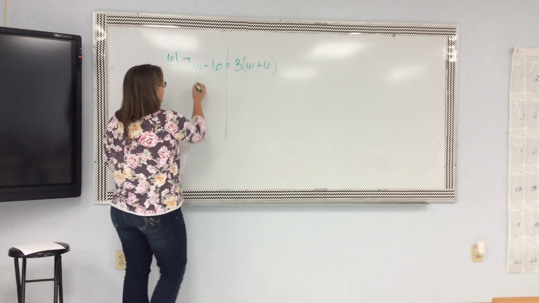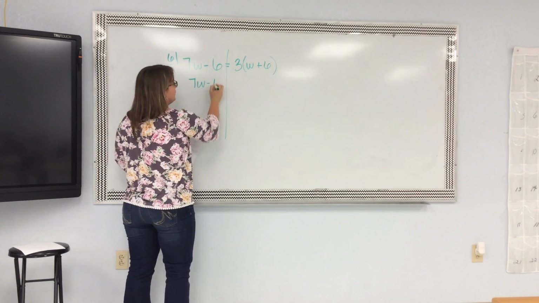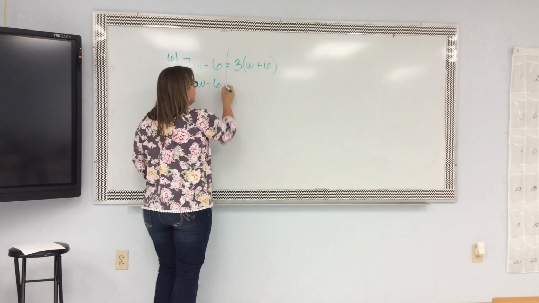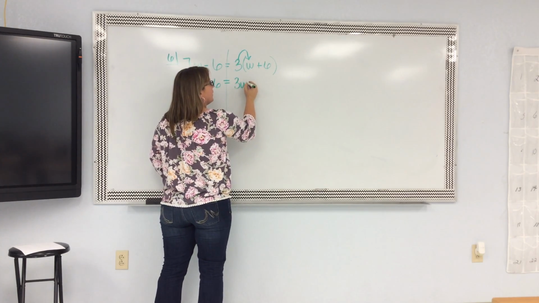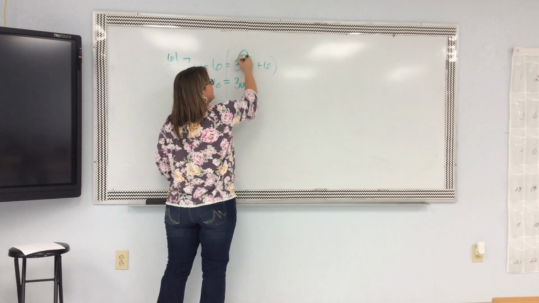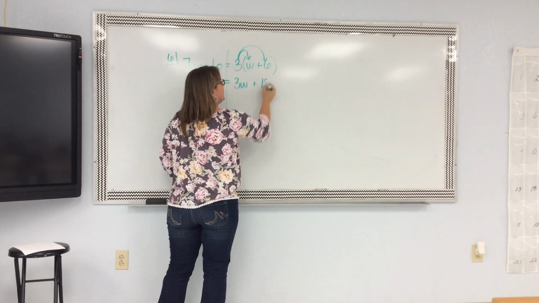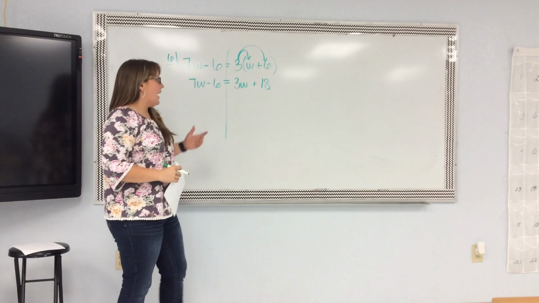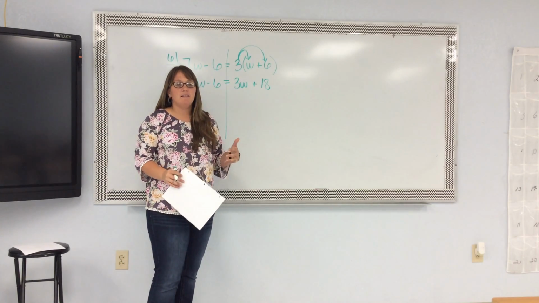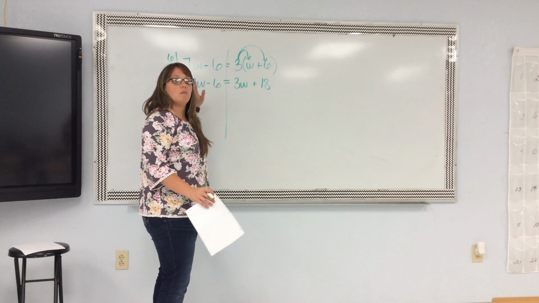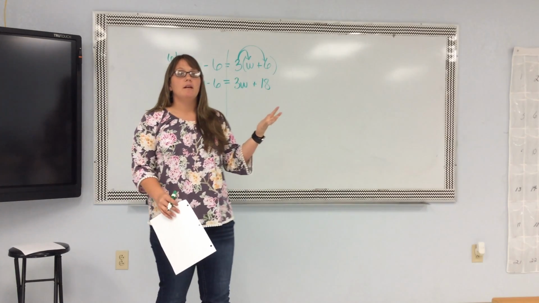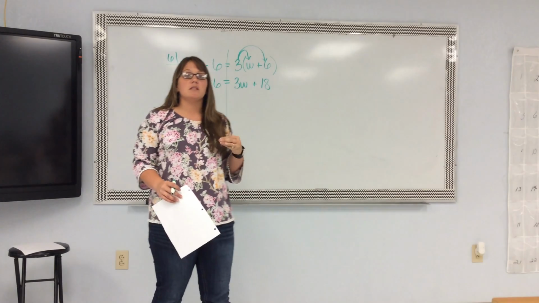There's no parentheses over here, so I'm just going to bring my problem down so that it looks the same as it does. And then here I'm going to say 3 times w is 3w. My plus sign comes down, and 3 times 6 is 18. Now, I have variables and numbers on each side. It doesn't matter where I start, but I need to get all the w's on one side and all the numbers on the other.